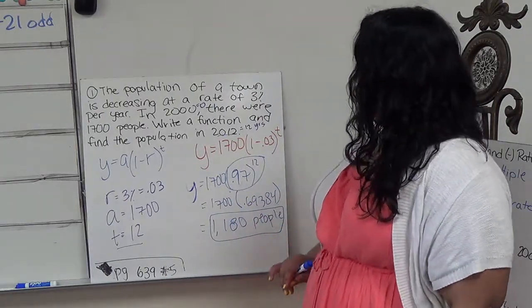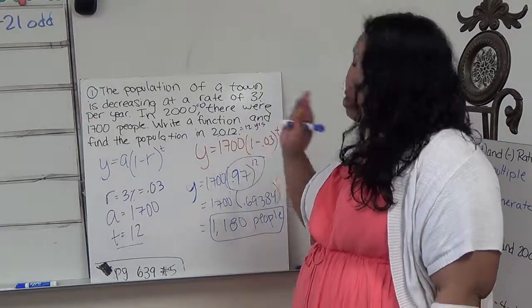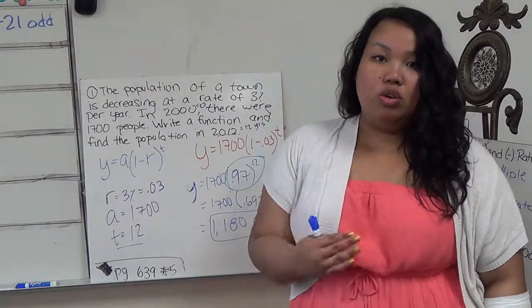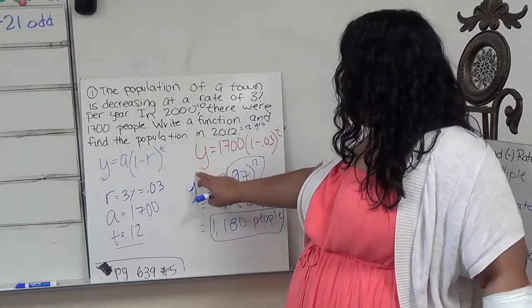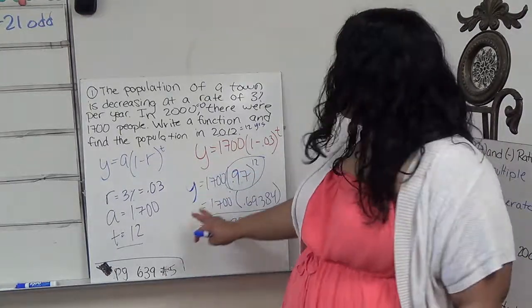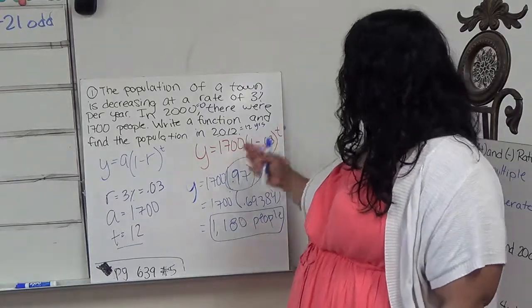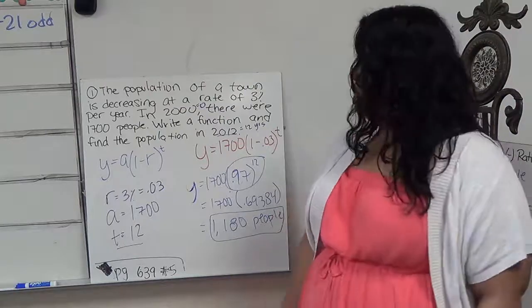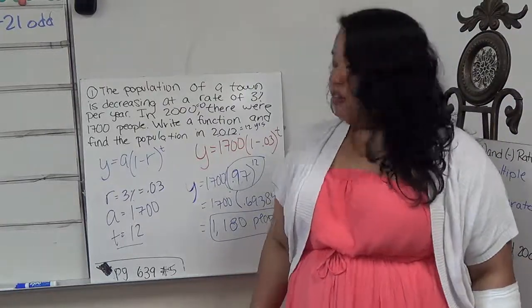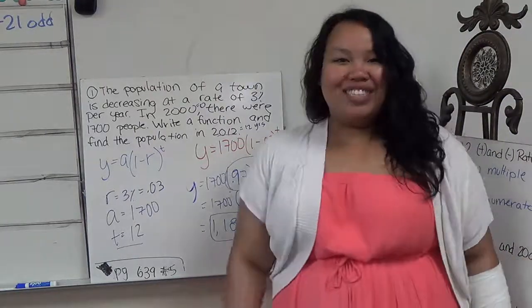And that's my answer. Again, it's just a matter of which of the four equations you're going to use, and plugging in what you know to find out what you don't know. It's not always like this one where we're lucky to find y. Sometimes they'll give us y and we have to find t, or we have to find r. So pay attention to what it's giving you and what it's asking for. Try page 639, number 5, and I will see you in class.